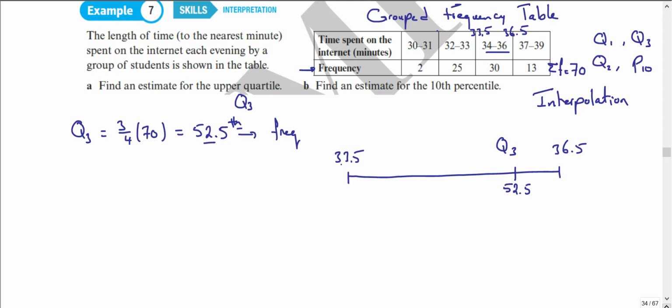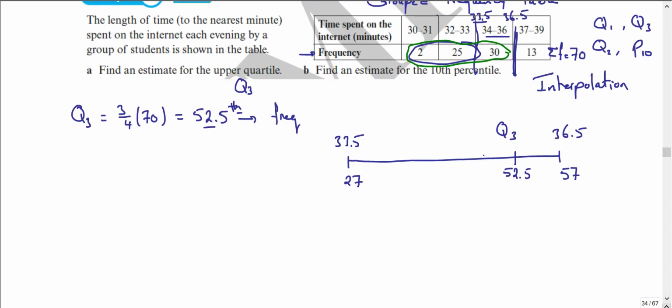Now, pay attention to what I'm going to say. For the lower class boundary, 33.5, we choose all the frequencies before it. We draw a line like this, and a line like this. It will be 2 and 25, that's 27. For the 36.5, we take all the frequencies before it: 2 plus 25 plus 30, that's 57. This is very important, to draw this line and put all the correct values. Do you understand this step?